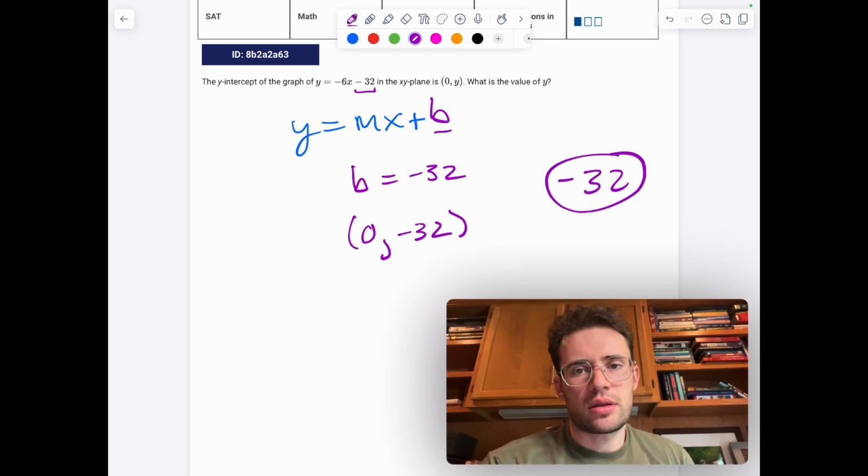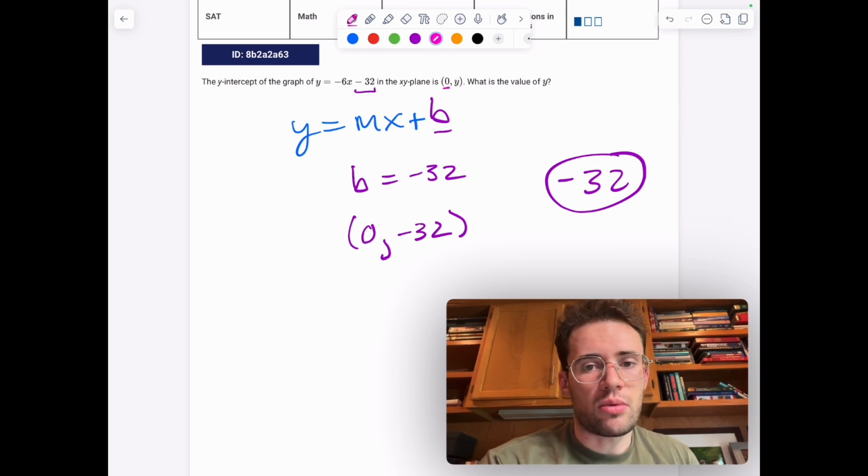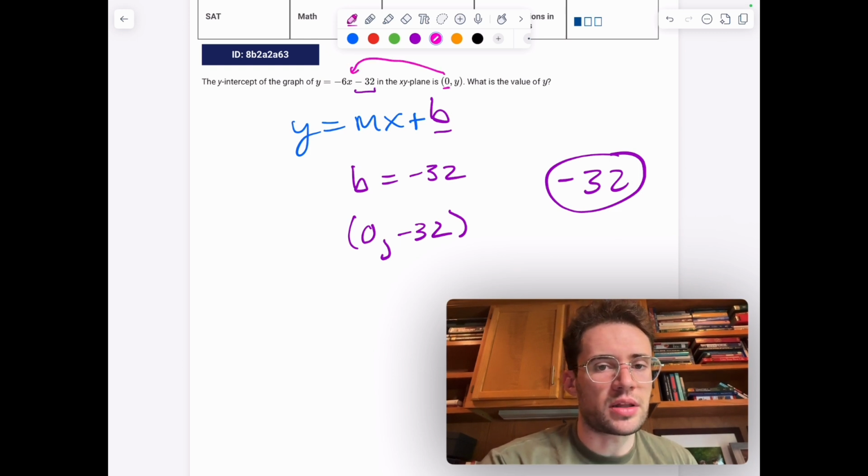If you don't feel comfortable with the slope-intercept form, again, try to get comfortable with it because it'll be very helpful on the test. But you can also say, well, my x value is 0, so let me plug that in.